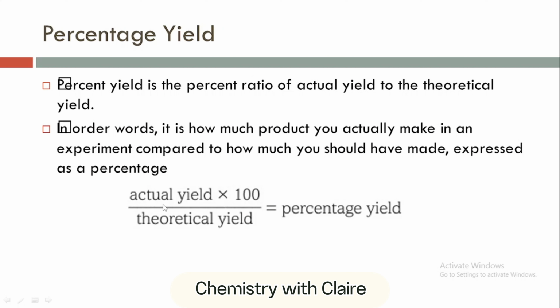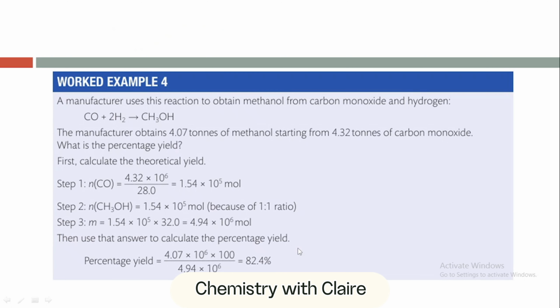For percentage yield, you can use this formula where actual yield divided by theoretical yield, and the whole thing will be multiplied with 100 to find the percentage yield. You have more worked examples shown here also. You can do the calculation stepwise.